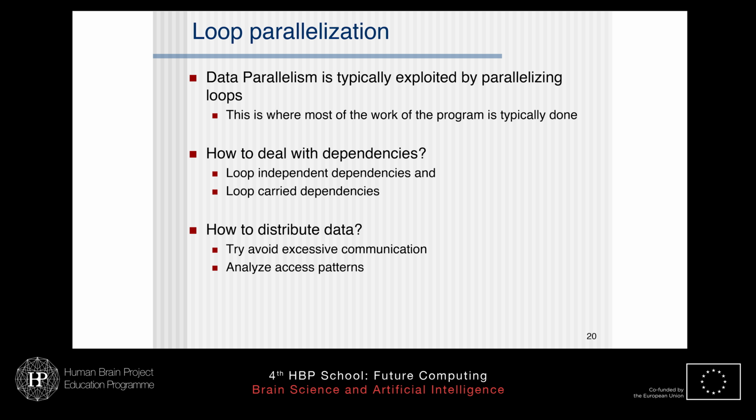What you need to take care of is dependencies, right? What if there are dependencies that are carried by the loop? One loop iteration depends on the results of the previous loop iterations, right? You need to take care of that. And you can have dependencies inside the loop body. And then you also need to distribute your data, basically analyzing the access patterns as we've discussed before.